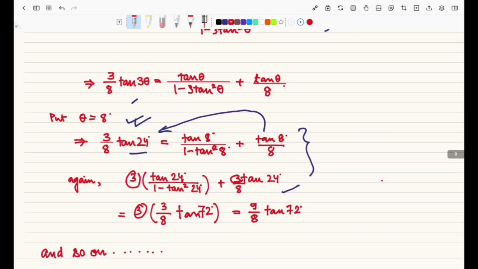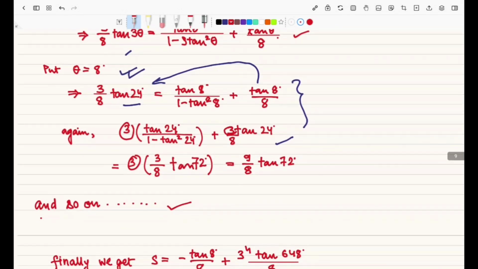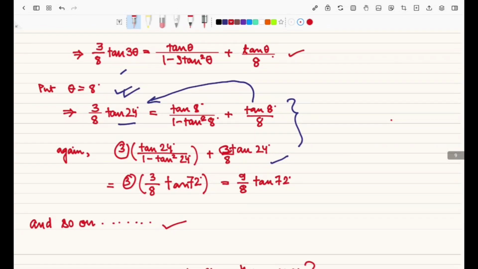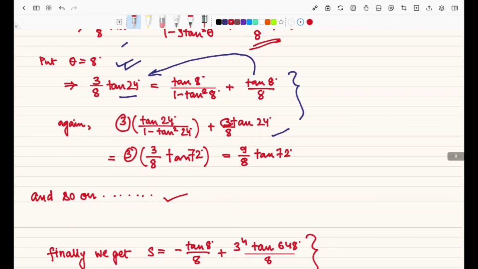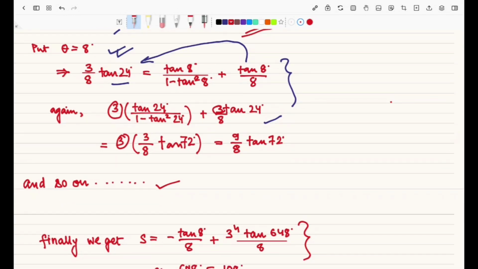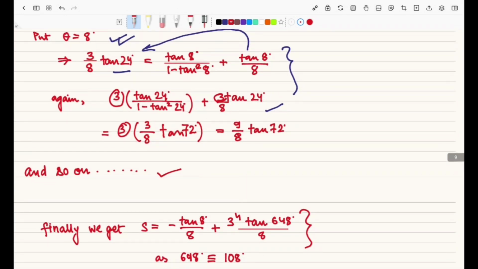Very simple. Now moving on like this, if you solve it in this pattern, that is, you try to figure out the values in terms of 3 by 8 tan of 3 theta equal to tan theta divided by 1 minus 3 tan square theta plus tan theta by 8. What happens is you basically try to figure it out, and the final expression for this would be somewhat like this, because you need to subtract this one, right? Basically you have to subtract the value of tan of 8 degree by 8 because you added that to the expression when you add it, right? You need to add the expressions, right, so that it is very easy for you.